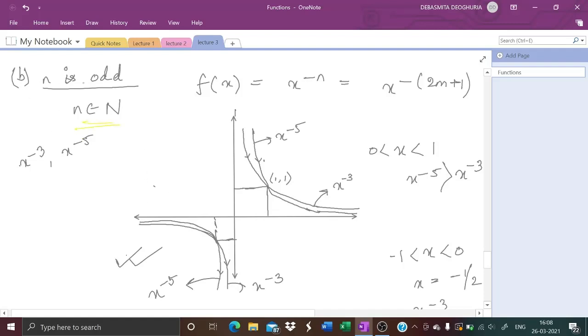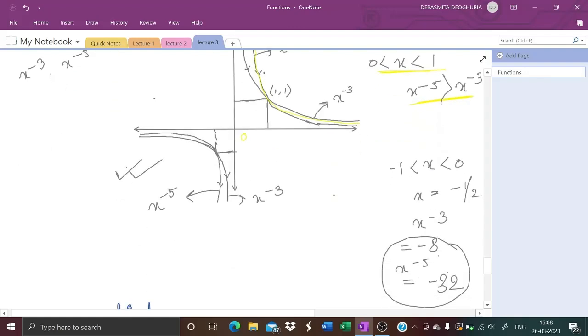So again, now if n is odd, we will see. If it is an odd function, if n is odd, then you know that the graph would be symmetric about the origin. So over here you see, for values between 0 to 1, x to the power minus 5 is greater than x to the power minus 3. So it will go up, and then after 1 it would go below. Over here, this is minus 1, this is 1. For values between minus 1 to 0, x to the power minus 5 would go below, because negative values would be coming. And as soon as it crosses minus 1, it would go above.